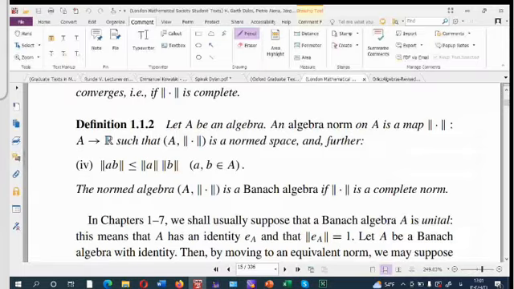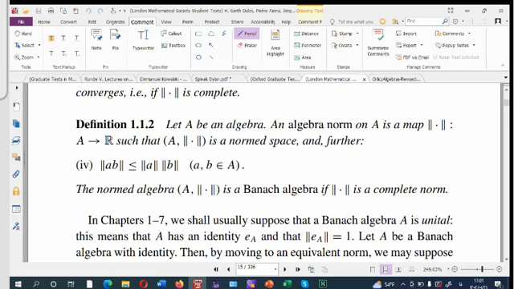We see this definition for Banach algebra. The algebra norm on A is a map from A to R such that A with this norm is a normed space. And further, we have this inequality for any A and B: the norm of AB is less than or equal to the norm of A multiplied by the norm of B. Okay?